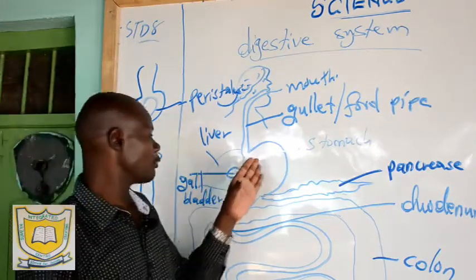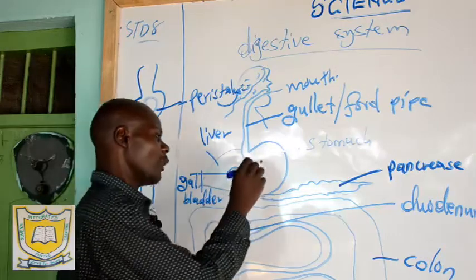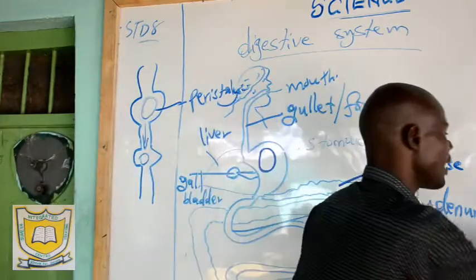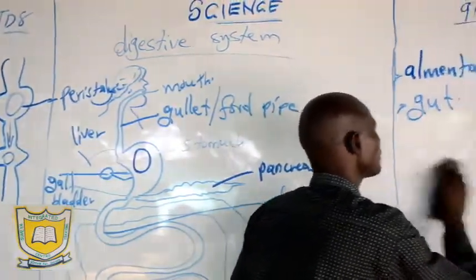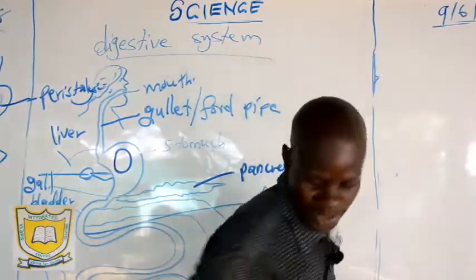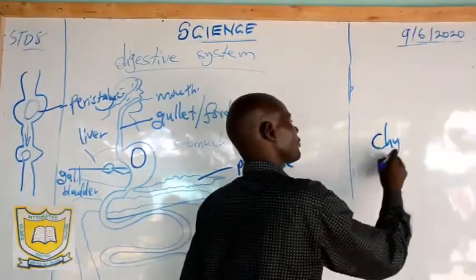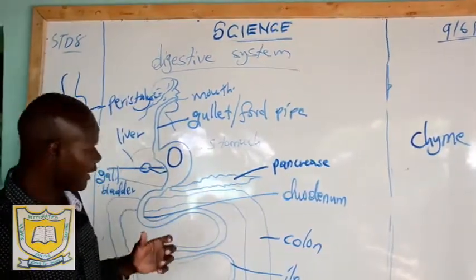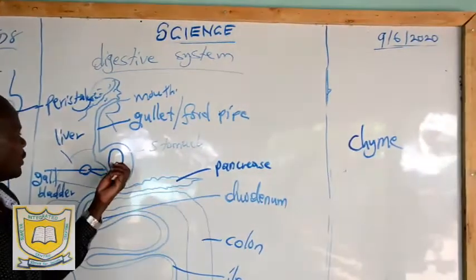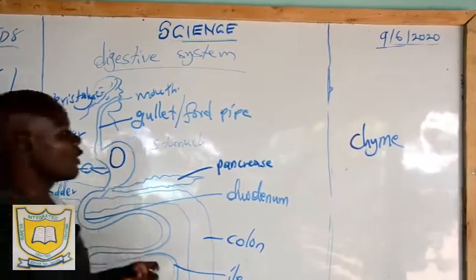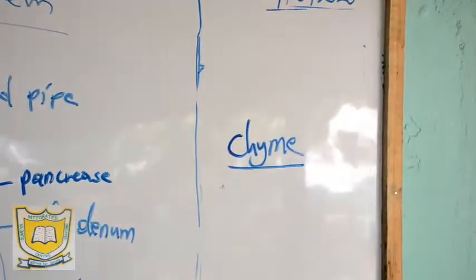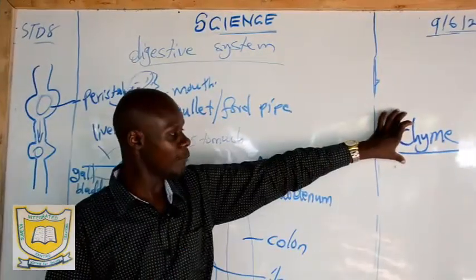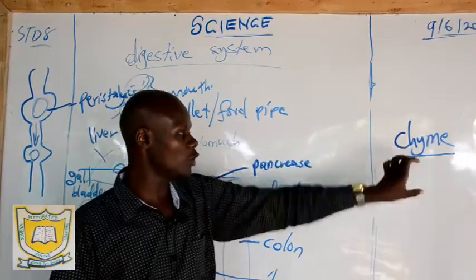Now, from the gullet the food reaches the stomach. Inside the stomach, the food stays there for 4 hours as some processes take place. Inside the stomach, the food mixes with some juices, and that mixture of enzymes and juices found in the stomach is known as the chyme. So the food is swallowed, and as it stays in the stomach for 4 hours, the mixture of the enzymes, the juice, and that food is known as the chyme.